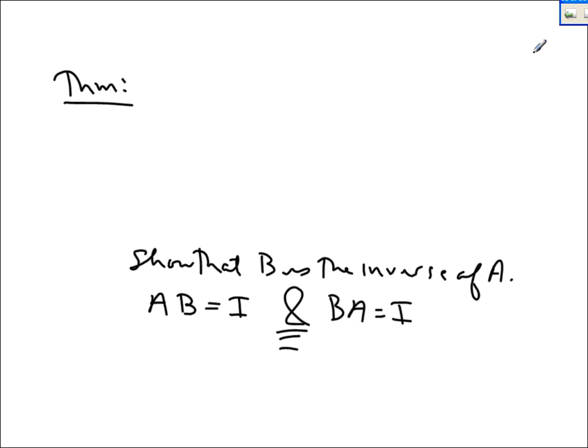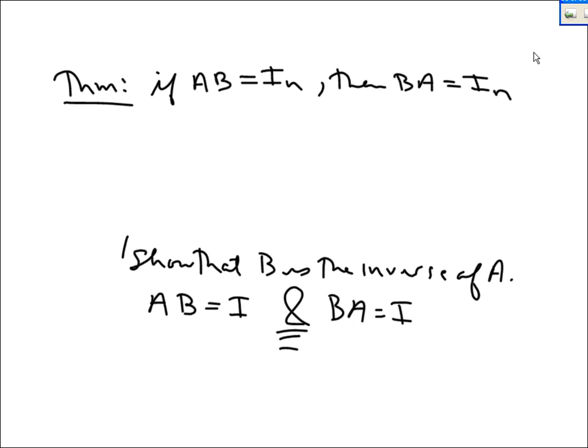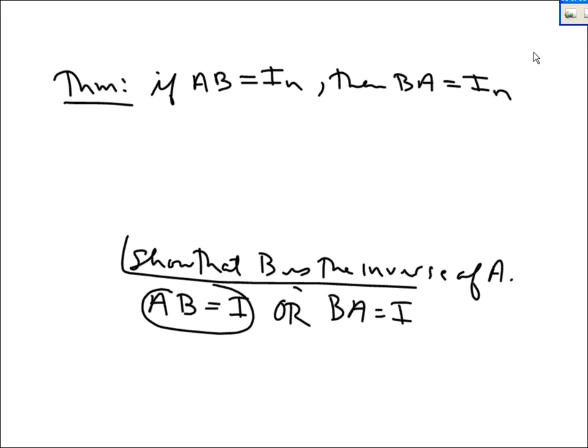But this theorem says no. It says if AB gives you the identity matrix, then BA will give you the identity matrix. That is, from now on, to show that B is the inverse of A is no longer an "and" in the middle. You don't have to show that AB is identity and BA is the identity. You can show one or the other. You don't have to show both anymore. So that's a pretty nice theorem.